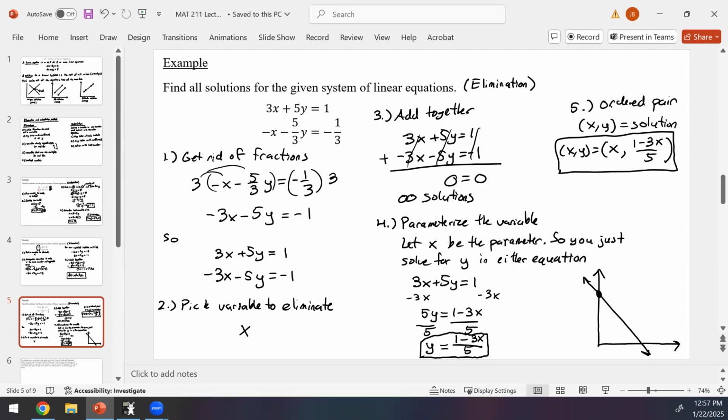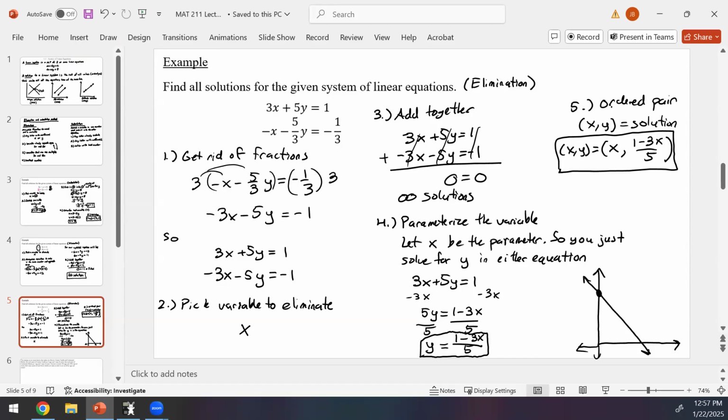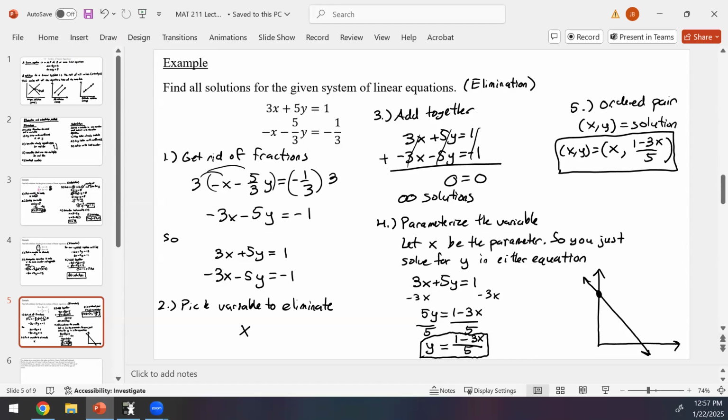If I asked you, hey, I want you to give me two coordinates on the line, just pick two random numbers and tell me if that's a solution. Well, if you pick two random numbers like 0, 0, that wouldn't work because it's not on the line, right? And then you say, what about 10, 10? Nope, that doesn't work either. So you're just guessing two numbers randomly, right?